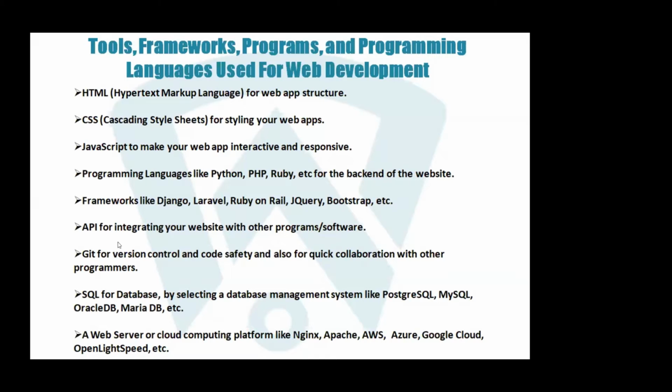Then another one we have here is API, for integrating websites with other programs or software. We call that API, Application Programming Interface. Write it down. Application Programming Interface. That is the full meaning of API. So here we have it for integrating your website with other program software, as the name describes.